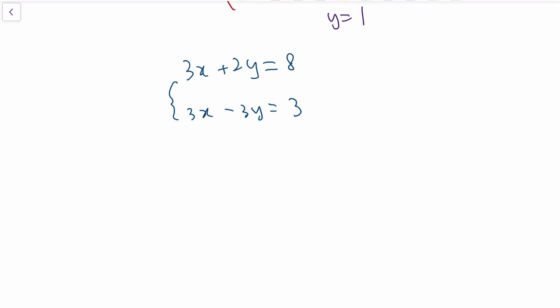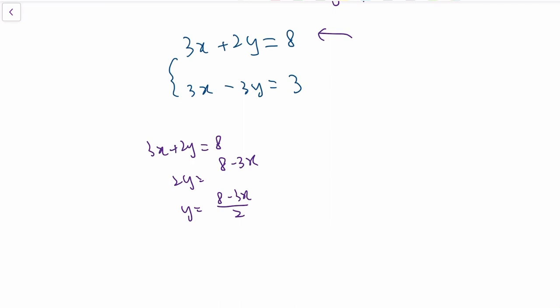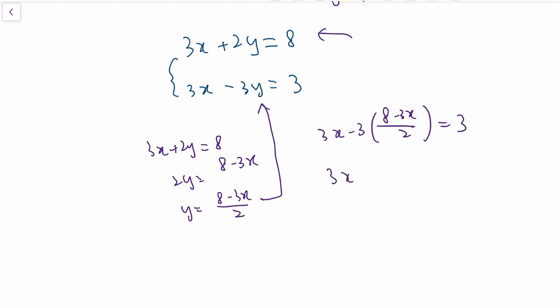For this one, it seems that it will be a tiny bit more difficult to do substitution, because no matter which one you choose, there is not an easy choice to make a subject. You'll probably have to divide by a number, which gives you a fraction, which technically still works. You can still substitute this into the other equation, but it will take a tiny bit longer to solve. In case you're wondering, this is still doable.